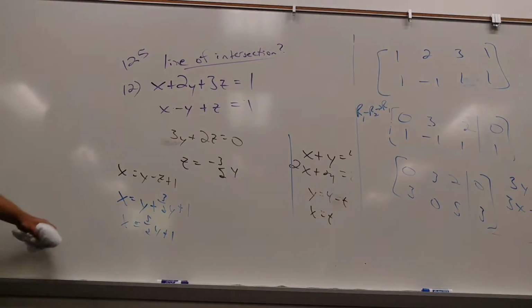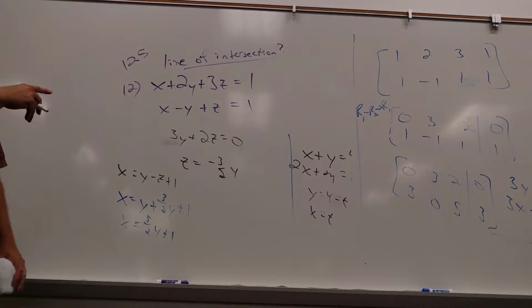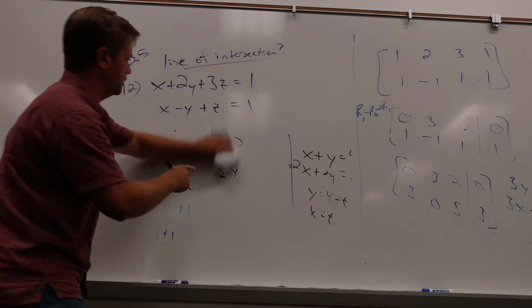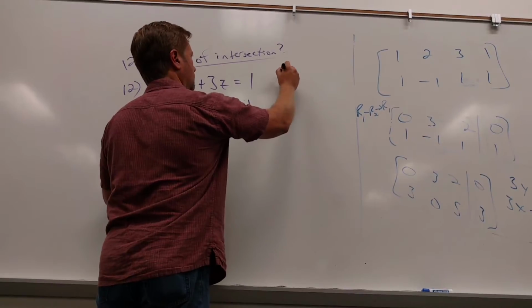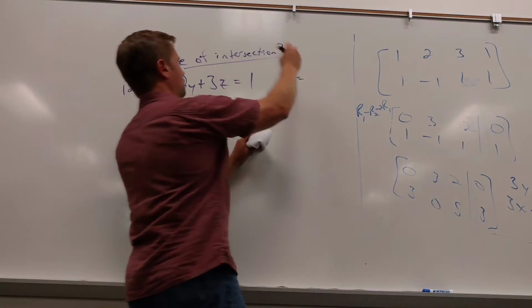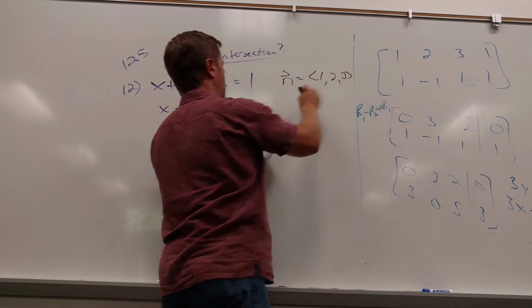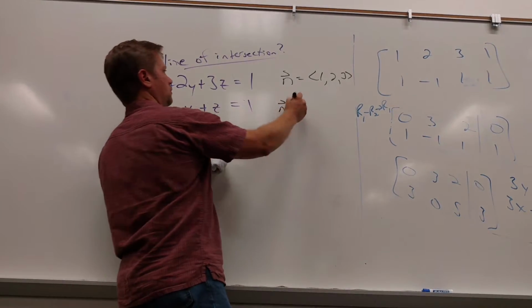All right. So yes, you could do this the same way in the book. What would this look like? This is almost the same problem as the one in the book. What's the normal vector for this guy? 1, 2, 3. Normal vector for this guy? 1, negative 1, 1.